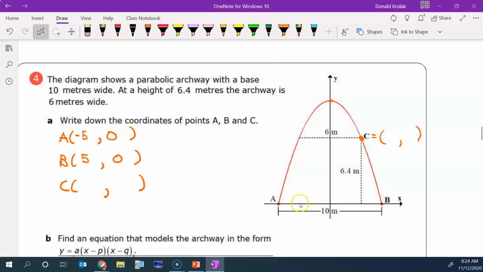Where's that located? Does she have headphones in? Sorry, I didn't hear you. Oh, what are the coordinates of C?